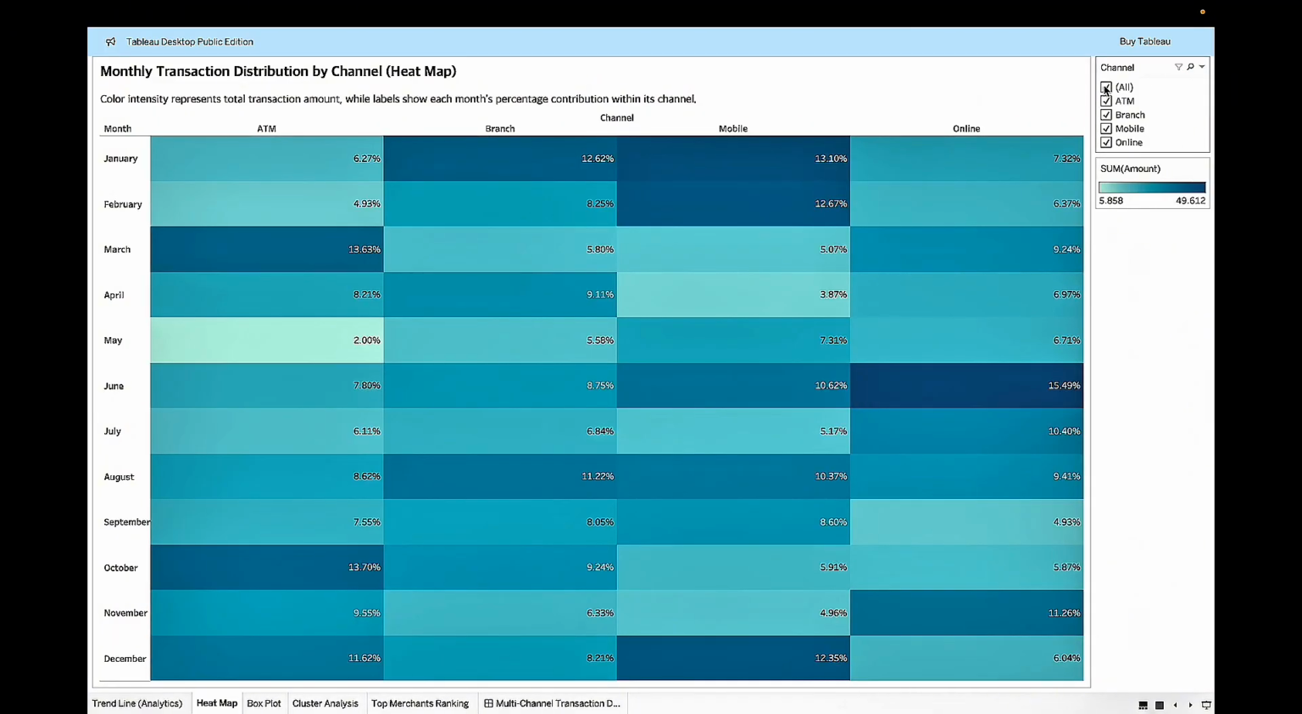Overall, this shows that seasonality is not the same across channels. For that reason, marketing campaigns and operational plans should be organized according to each channel's strong months, rather than using one general strategy for the whole year.